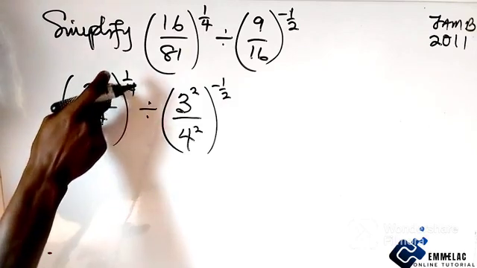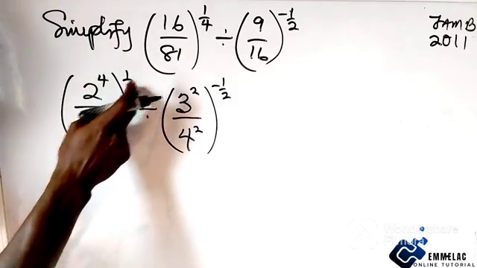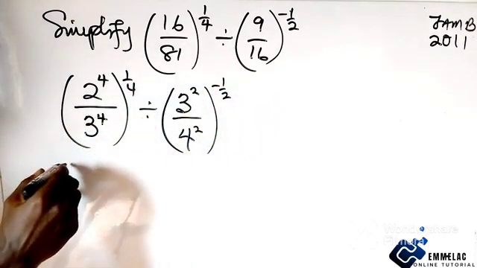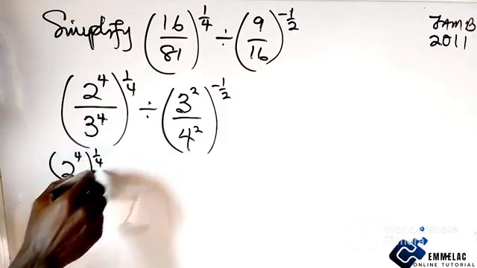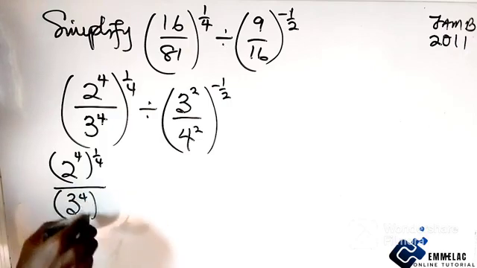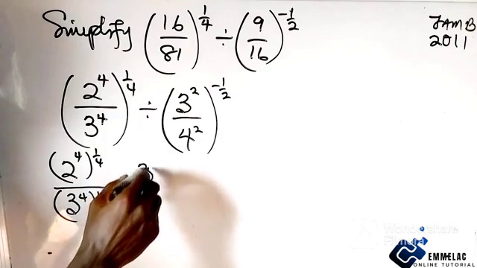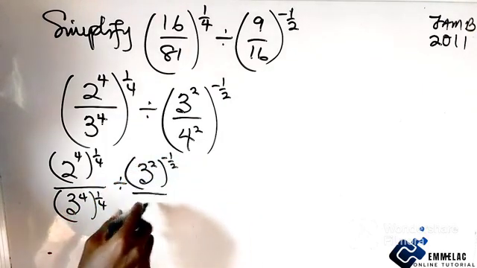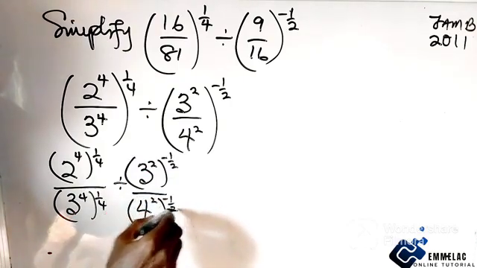Now since here we are having the same power, let us multiply through with this power here. So here we have 2 raised to the power of 4 all to the power of 1 over 4, over 3 raised to the power of 4, then divided by 3 raised to the power of 2 to the power of minus 1 over 2, over 4 raised to the power of 2 all raised to the power minus 1 over 2.